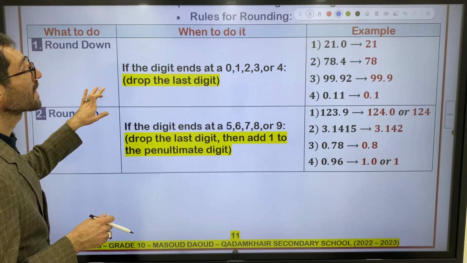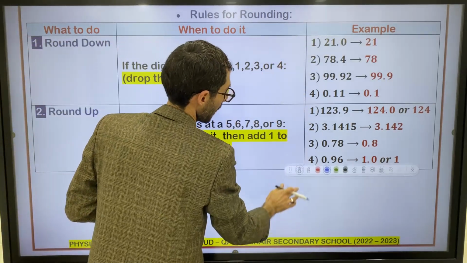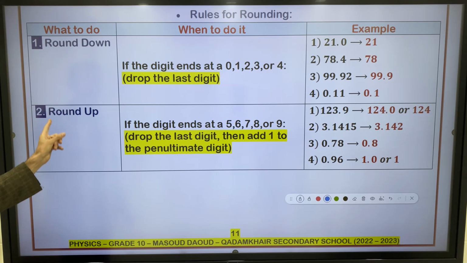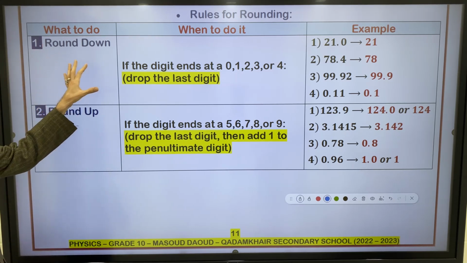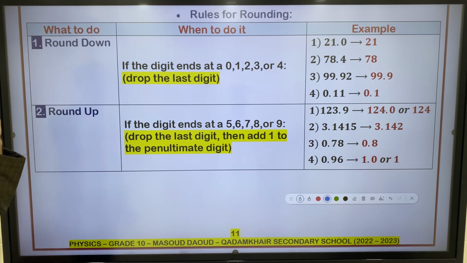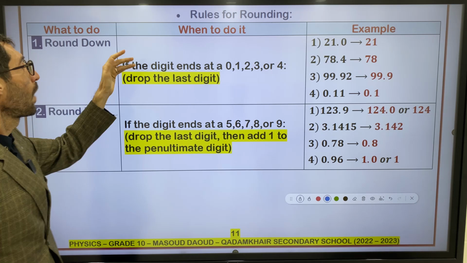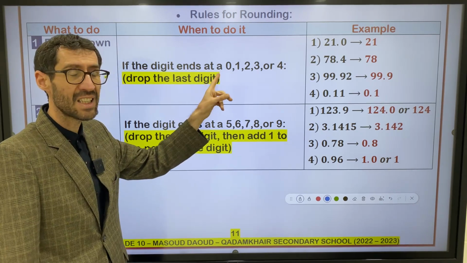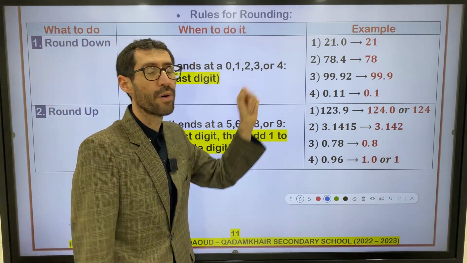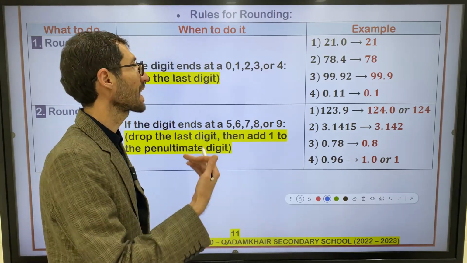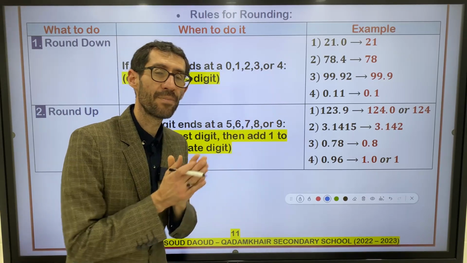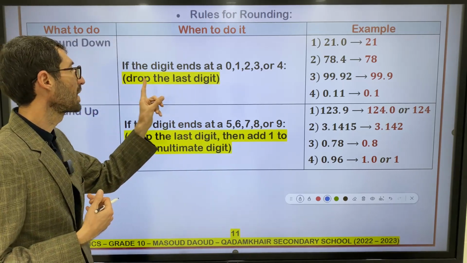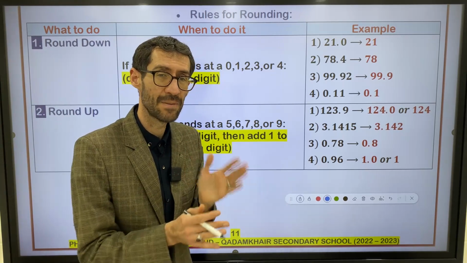Let's move on to the actual rules for rounding. We have two rules for rounding. Either we round down or we round up. What do I mean by round down? What do I mean by round up? When do we use round down, actually? If the digit ends at 0, 1, 2, 3, or 4. You have a digit, and if it ends at these numbers, we use round down. So what's the meaning of round down? It says drop the last digit, only drop the last digit, that's it.